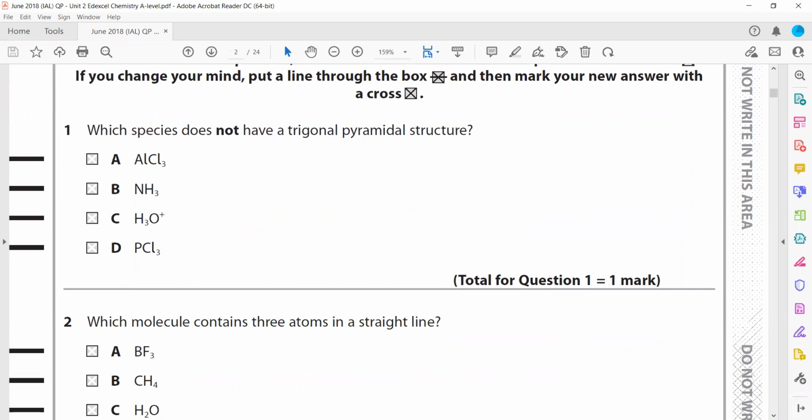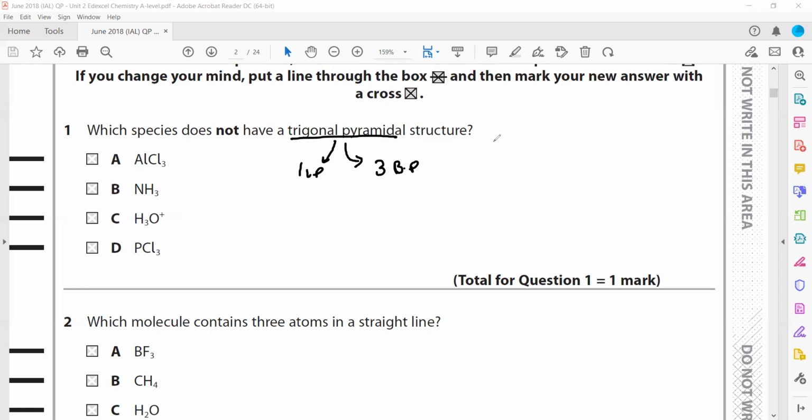So you have to identify the structure. You can identify the structure by identifying the number of bond pairs and lone pairs. Trigonal pyramidal means it should have 3 bond pairs and 1 lone pair, because this structure exists when there are 3 bond pairs and 1 lone pair. So we have to check which molecule does not have 3 bond pairs and 1 lone pair. It will not be trigonal pyramidal.